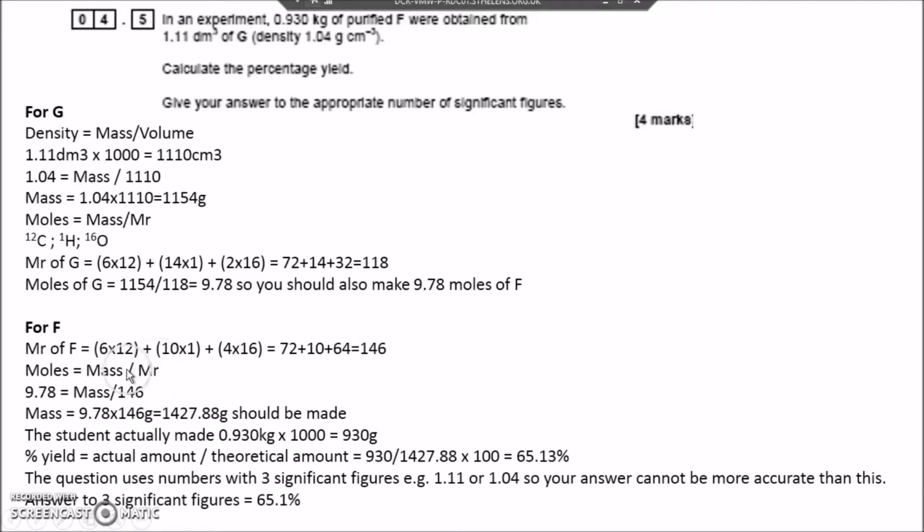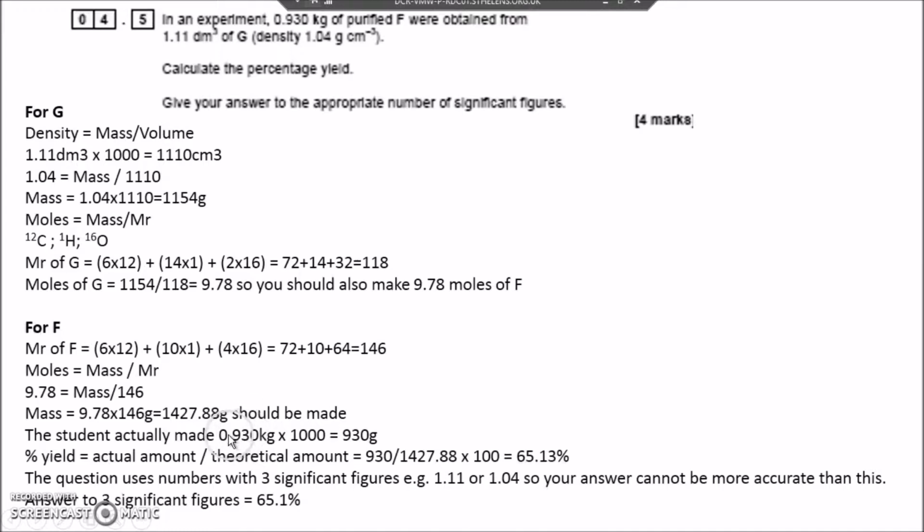MR is 146. Moles is mass divided by MR. 9.78 is the number of moles that I should make. Mass divided by 146. Rearrange it, multiply those two together. So the mass that I should make is 9.78 times 146. I should make 1427.88 grams of F. That's how much I should make if everything goes perfectly. That's my theoretical yield. But I actually made 0.930 kilograms.